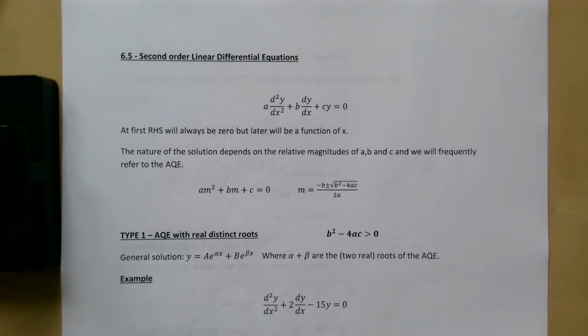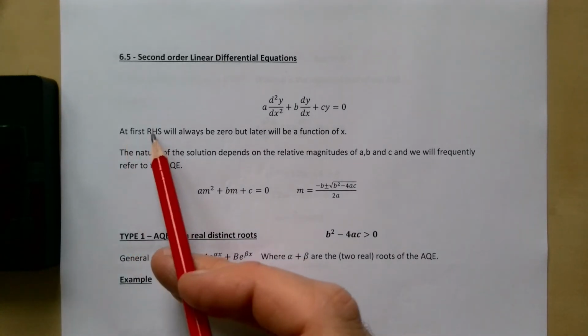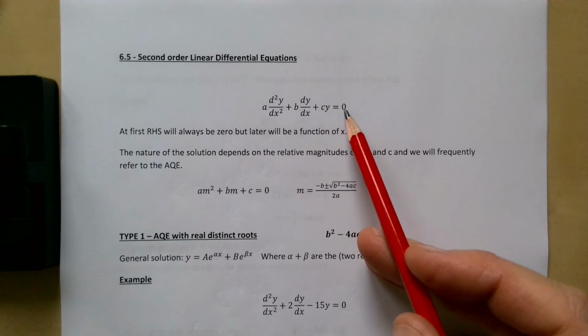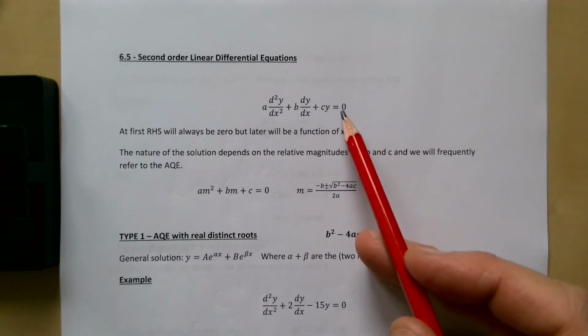Okay, this is A2 Further Maths. We are in Unit 6. We're looking at differential equations, and this is our introduction to second order differential equations. If we take a look at this one, first of all, we're going to let the right hand side equal 0. You can see that there, and then we'll deal with it whenever it's a function of x.